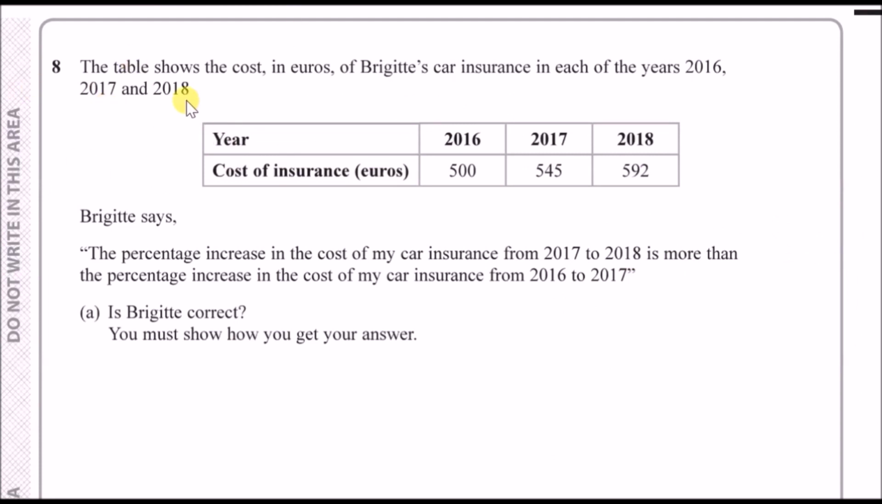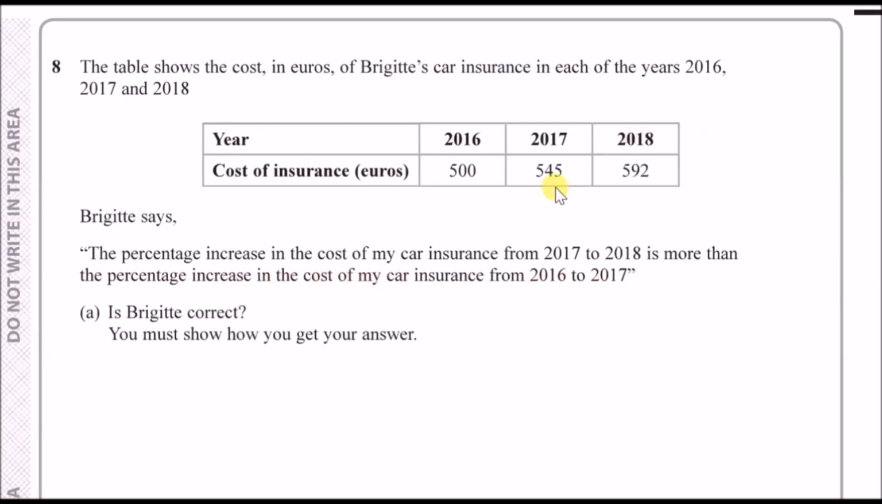So the table shows the cost in euros of Bridget's car insurance in each of the years 2016, 17, and 18. Okay, so just look at this table. We've got the years and we've got the cost of insurance. And it looks like every single year is increasing by some amount. Now, Bridget says that the percentage increase in the cost of my car insurance from 2017 to 18 is more than the percentage increase in the cost of my car insurance from 16 to 17.